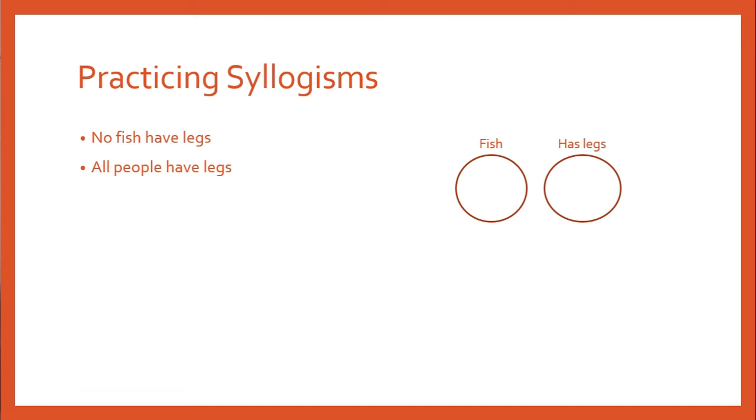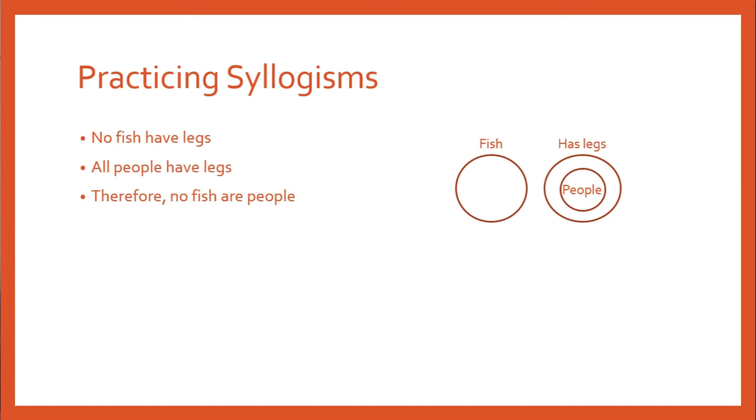The next part, the second premise of the syllogism, is "all people have legs." So we're going to draw a people circle that fits completely inside of our "has legs" circle. And so again, this means that everything that is a person has legs. And then our conclusion is, "therefore, no fish are people."